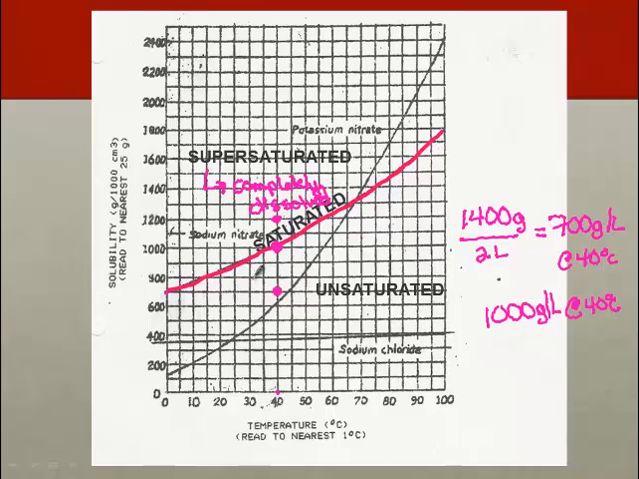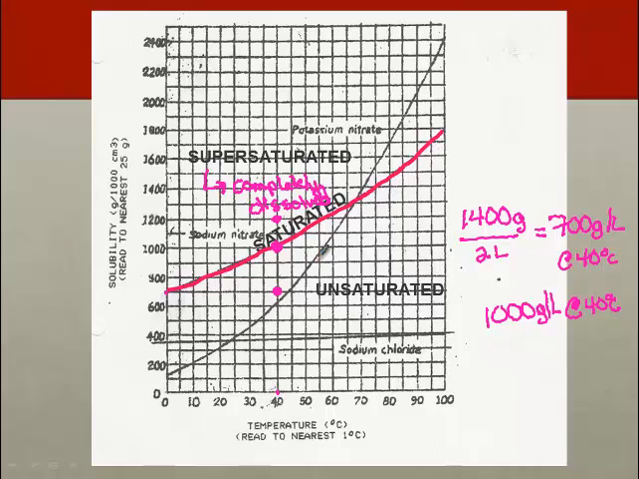And again, that's only if I've heated it up and cooled it back down. If I tried to add 1,200 grams of sodium nitrate to a liter of water at 40 degrees, and I did not heat it up, I did not cool it back down, I just plunked it in there, I would only have a saturated solution, which essentially means only 1,000 grams of my sodium nitrate will dissolve. The remaining 200 grams would just fall to the bottom.